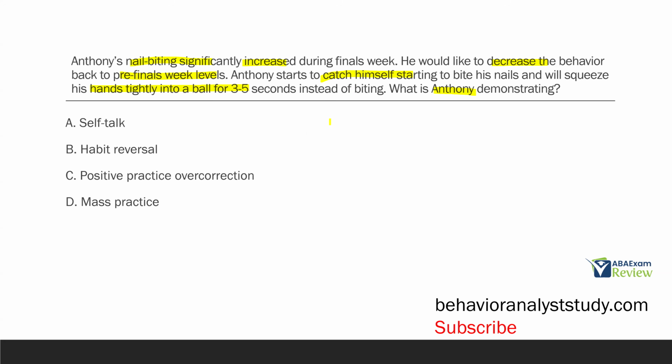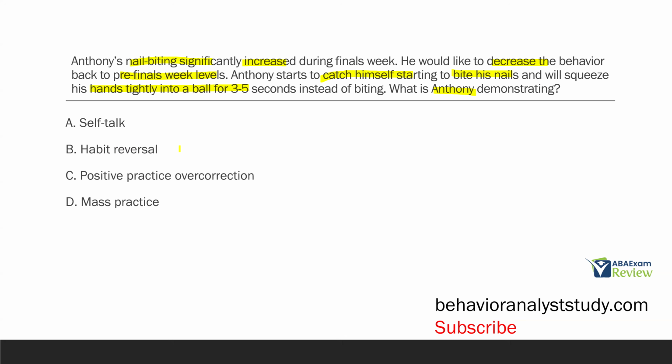In this case, there is no social mediation. Anthony's just on his own. And so we need to start thinking about self management. Now, what kind of self management is Anthony demonstrating? A, self talk. Is Anthony giving himself instructions and talking himself through something? Well, no. He's simply catching himself biting his nails and then squeezing his hands tightly. We don't see any instances of self talk. What we do see is B, habit reversal.